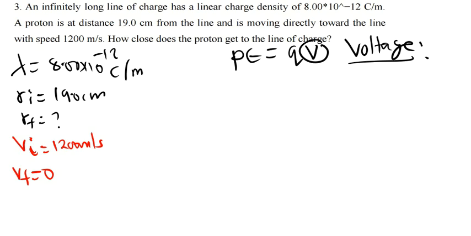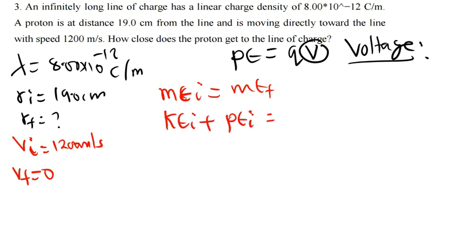Another thing we need to know is that we always have conservation of energy. Energy can neither be created nor destroyed, but it can be transformed from one state to another. So the initial mechanical energy should be equal to the final mechanical energy. We are going to have the kinetic energy, since it is moving, so we have the velocity. We also have the potential energy because we have the charge and the voltage. So the initial kinetic energy plus the initial potential energy should be equal to the final kinetic energy plus the final potential energy.